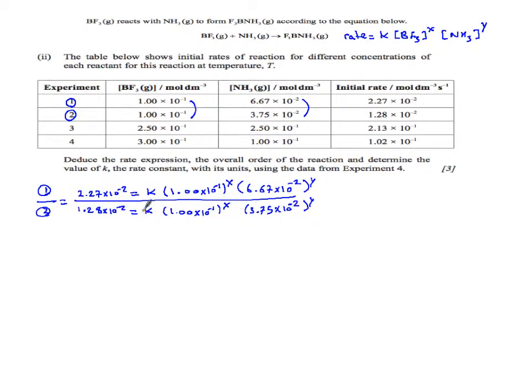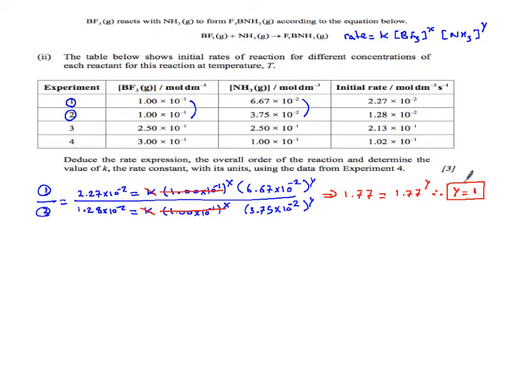What we can cancel at this stage is the rate constant, and also the concentrations of BF3 go away because it's the same number divided by itself, which ends up being 1. The rates divided by each other will give me 1.77. The concentration of ammonia divided by this is also 1.77 raised to power Y. So we deduce it is first order with respect to ammonia.